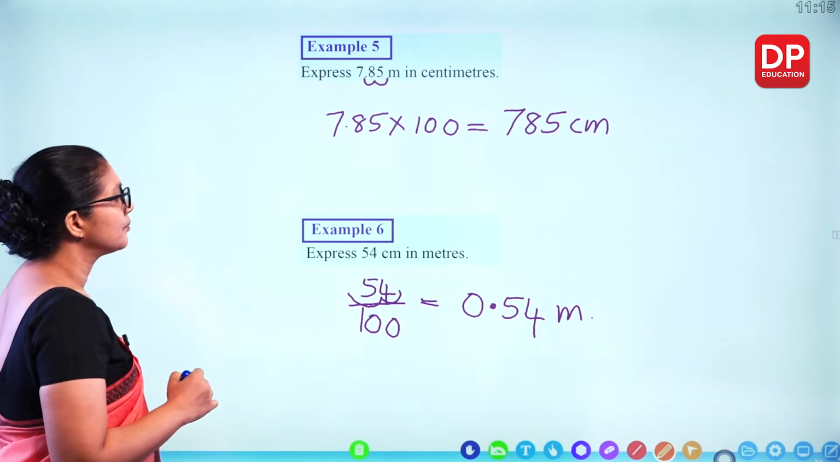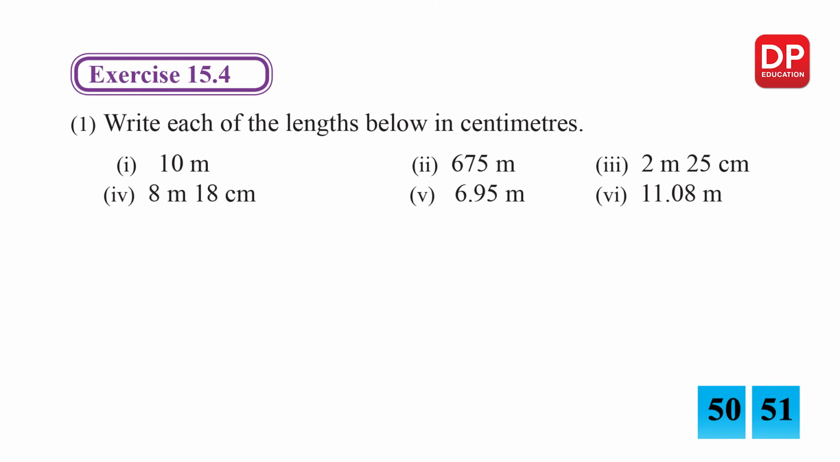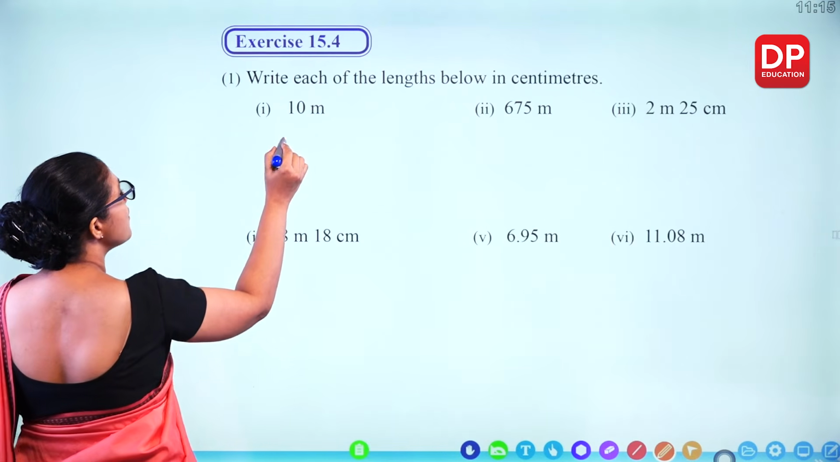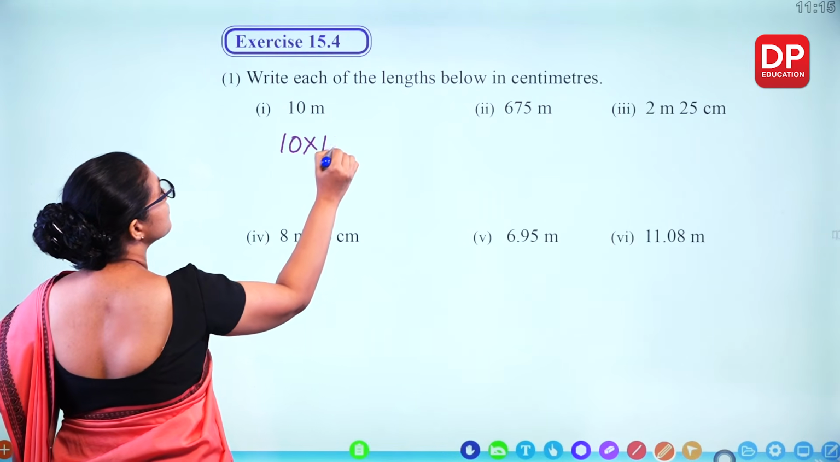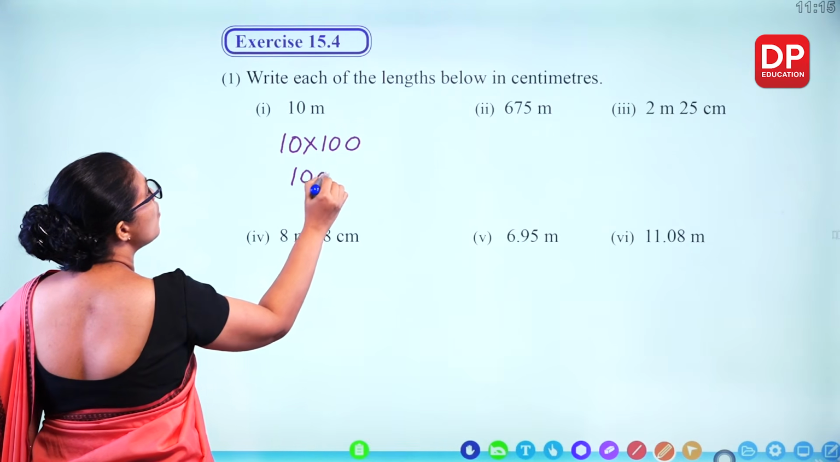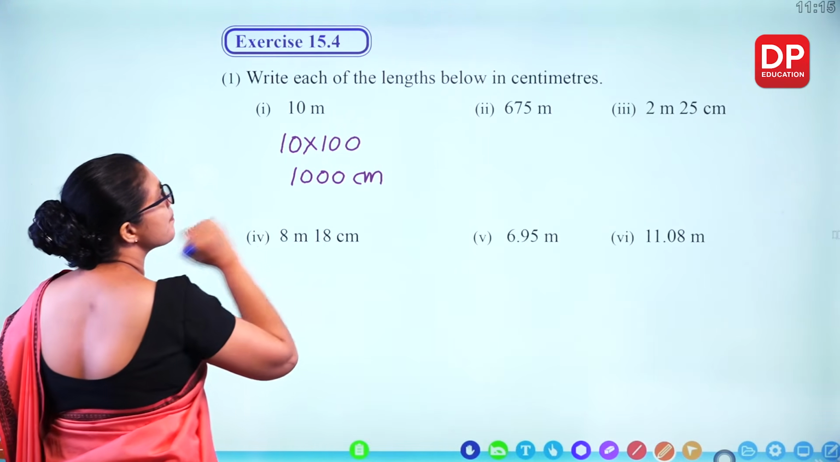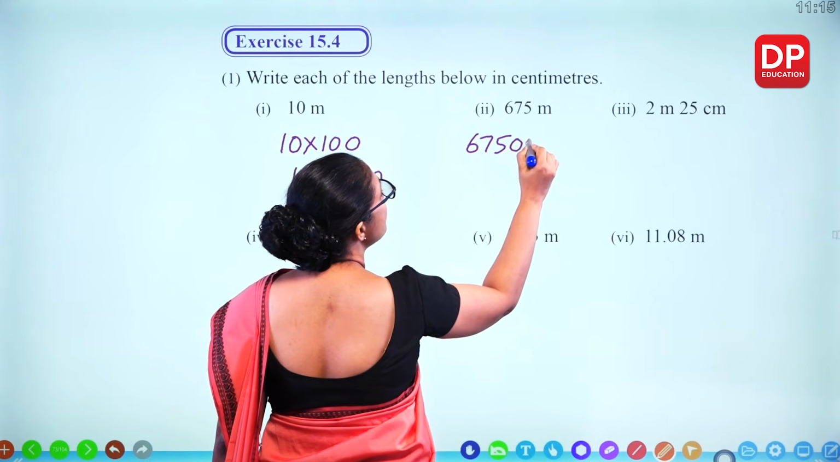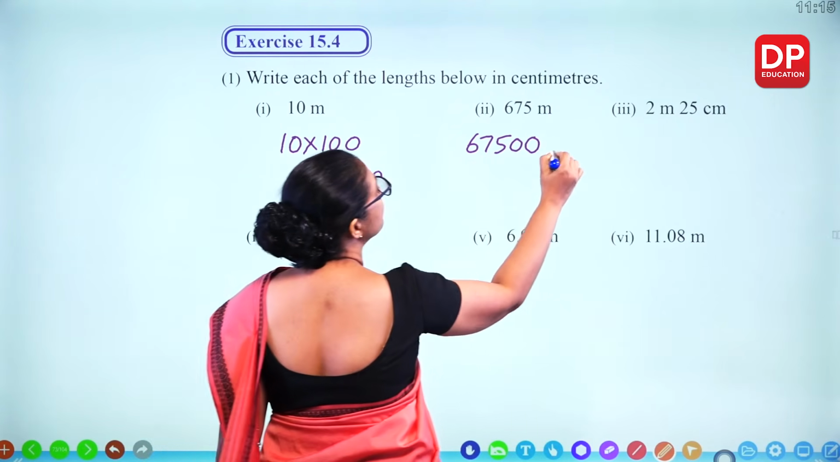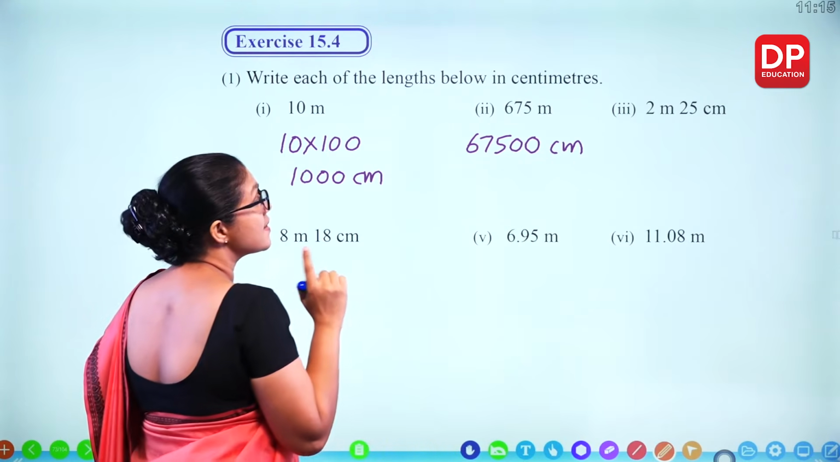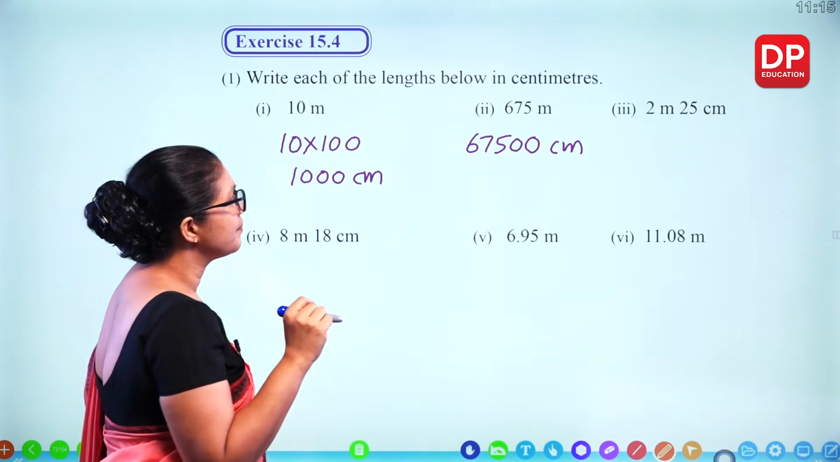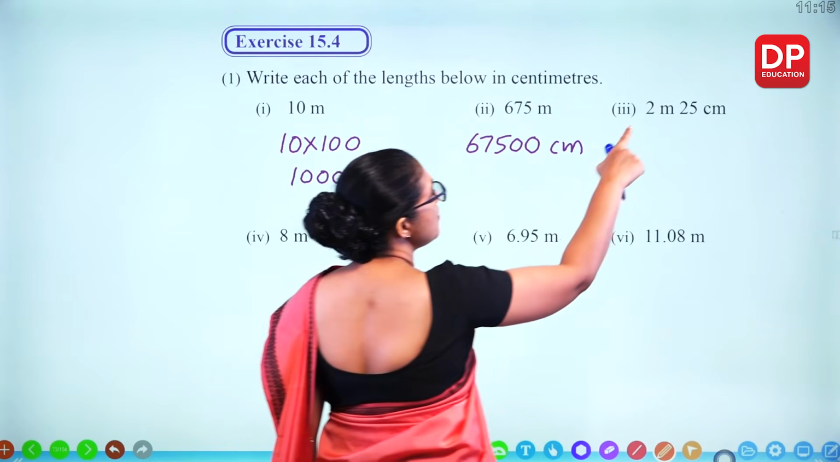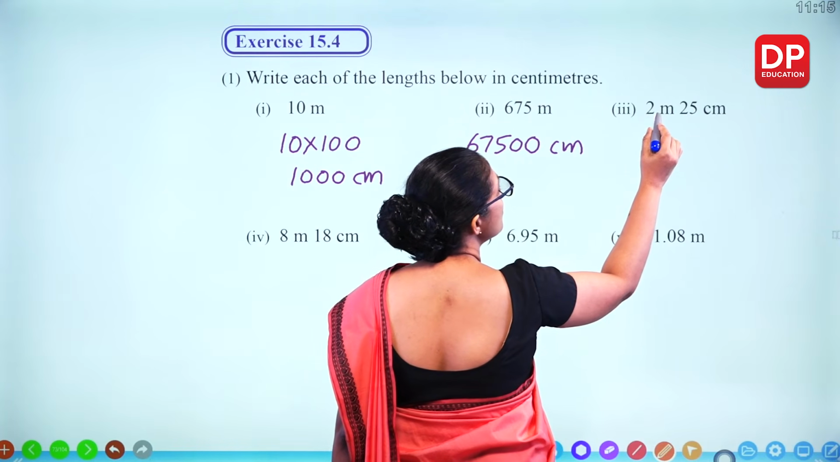0.54 meters. Exercise 15.4. Write each of the lengths below in centimeters. Multiply by 100. You get 1000 centimeters. 675 multiplied by 100 means put 2 zeros. 67,500. This one, meters, you can convert to centimeters.